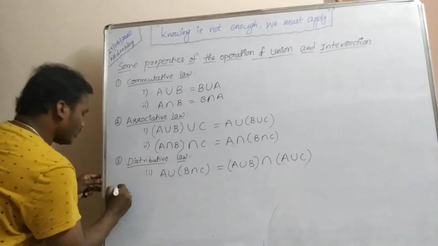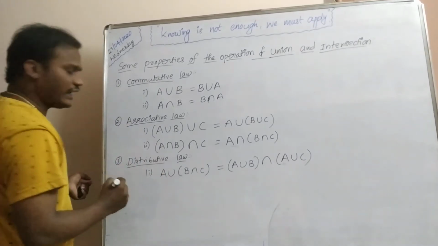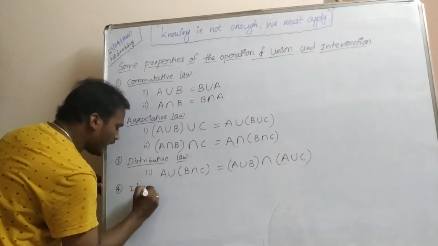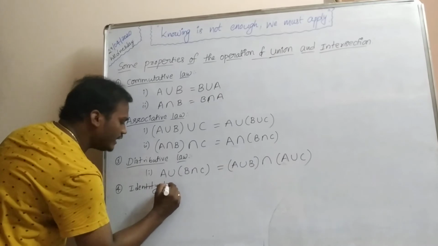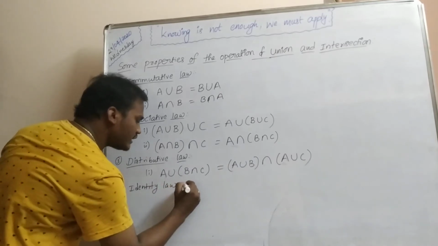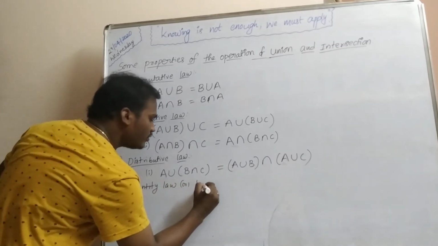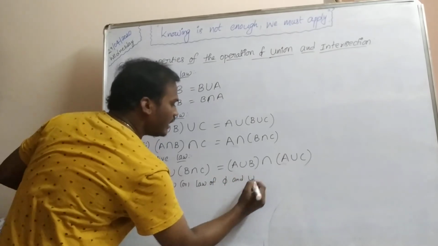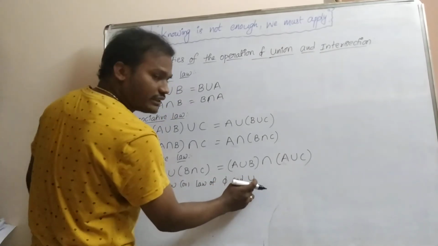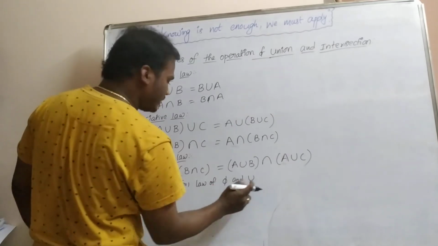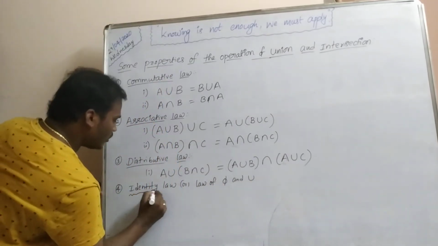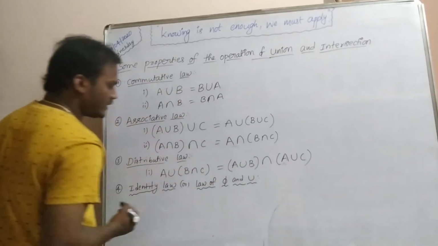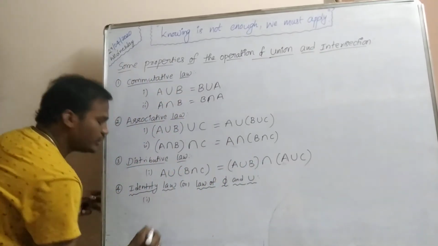Now we have another law, which is phi and union law, or identity laws. Identity law, or law of phi and the universal set. So what is the law of identity, or law of phi and union? Now let's see this one. The first one, under union, I will take.